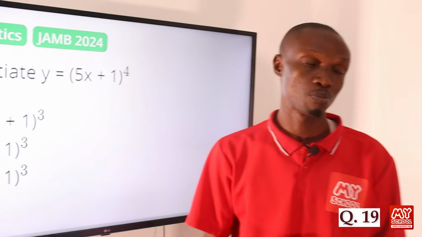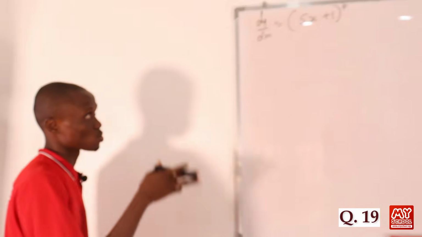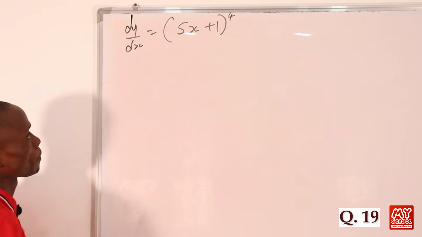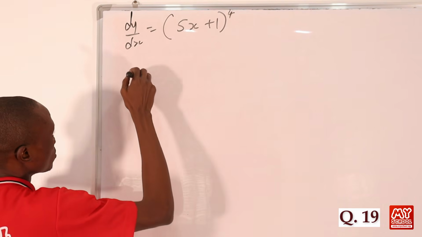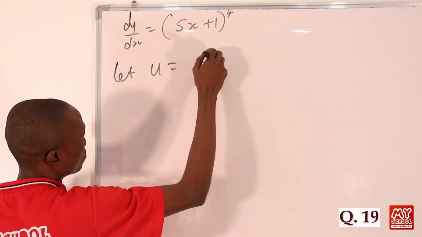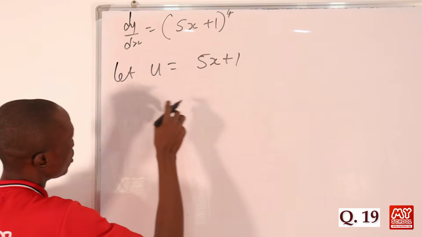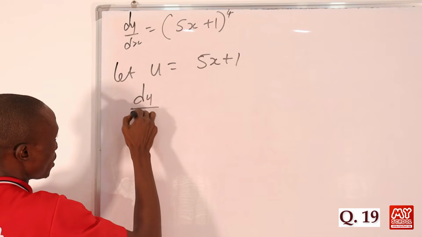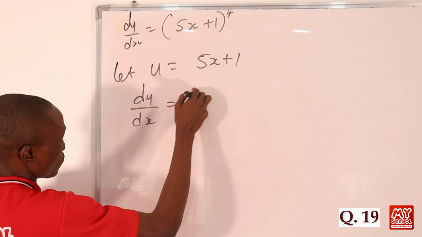So let's move over to the board to provide answer to this question. To differentiate this, we are going to be using the product rule. What we are going to do first of all, we are going to say let u be equal to what we have inside the bracket, which is 5x plus 1, right? So we now differentiate this with respect to x. du dx in this case will be equal to 5, right?